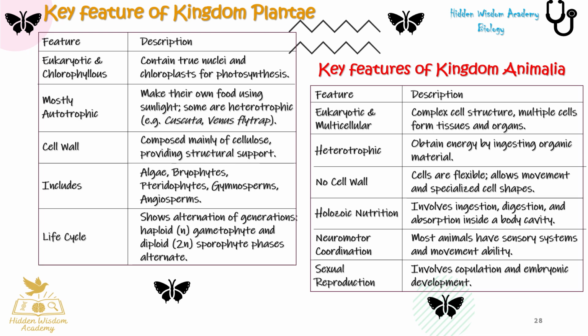Life cycle of Kingdom Plantae. They show alternation of generations. Haploid, n, gametophyte and diploid, 2n, sporophyte phases alternate.